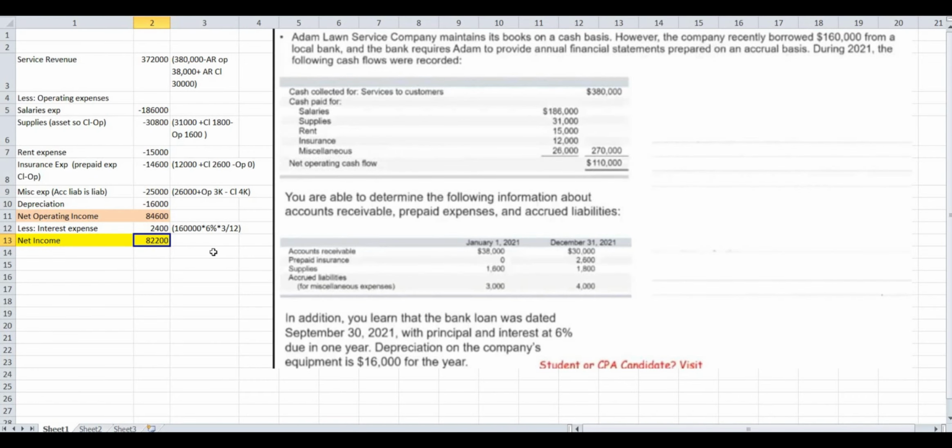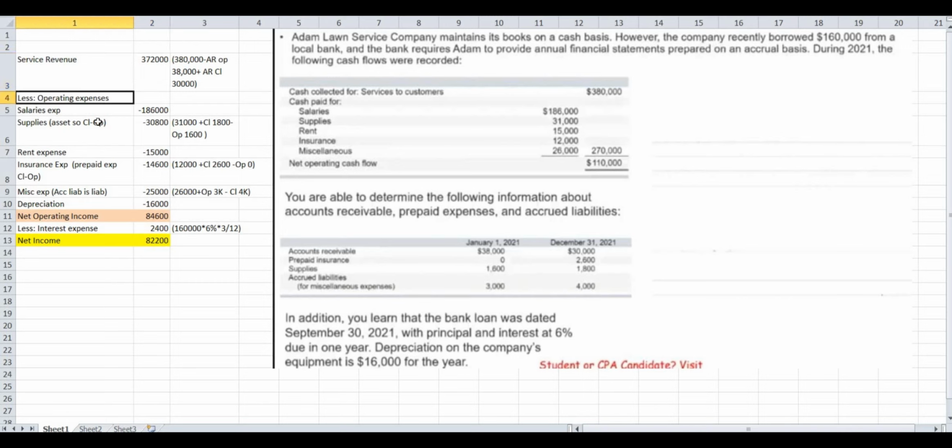I have solved the question in an Excel sheet. So the service revenue is 3,72,000. How? The cash collection and the accounts receivable, which was standing at the year end, will get added, and the accounts receivable which was standing at the beginning of the year, it is deemed that it is received during the year, so it will be deducted. So the cash collection was 3,80,000, less we need to deduct the opening accounts receivable, that is 38,000, add closing accounts receivable 30,000, which comes to 3,72,000.